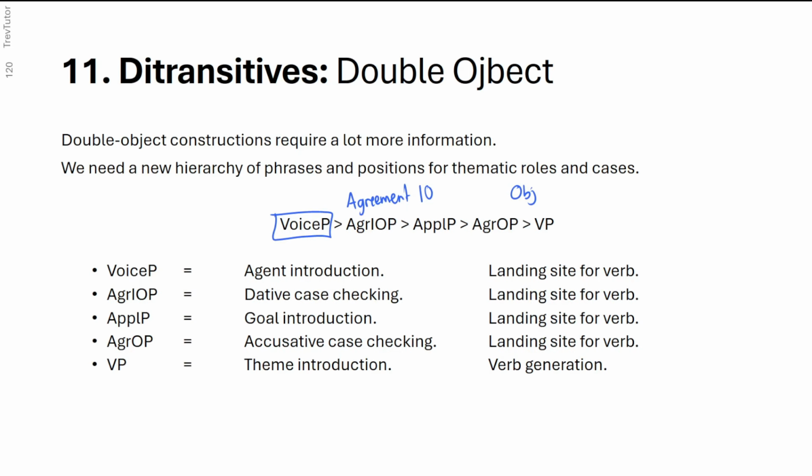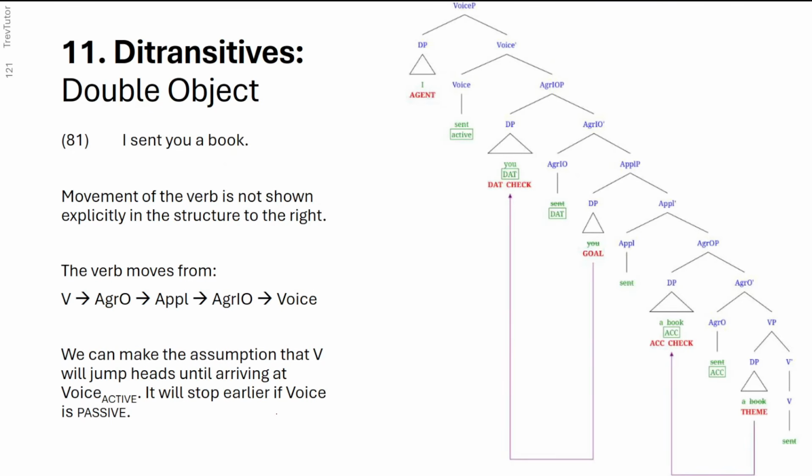Each of these are going to be places where the verbs move to. So there's going to be lots of verb movement for checking, but the voice P is going to introduce agents. The agreement indirect object phrase is going to do dative case checking, so on to. The applicative phrase is going to introduce the goal. The agreement object phrase will do accusative case checking, and the verb phrase is going to introduce our theme. So what this is going to look like is the structure on the right.